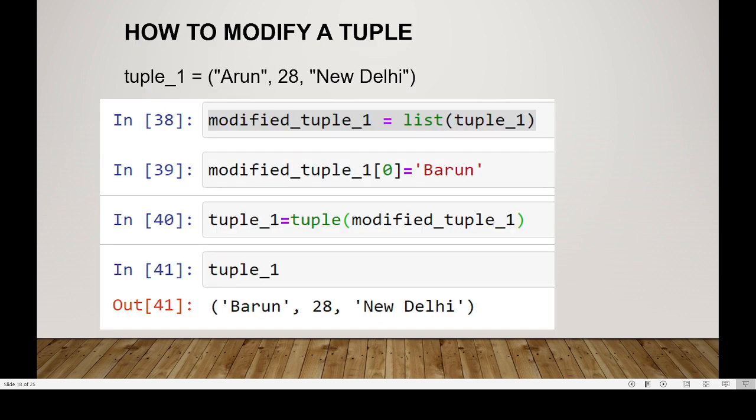Now, how to make a tuple mutable? Since tuple is immutable, it cannot be modified directly. So first you have to convert it to a list or array, then you can modify it. I have used list here because tuple 1 contains heterogeneous elements. So list will transform it to a list. Then I modify that list according to its index. So the first element Arun I have modified at index 0 and replaced it by Barun. Then again that list I have converted back to tuple. So tuple 1 again contains Barun, 28 and New Delhi, and it will remain as a tuple.